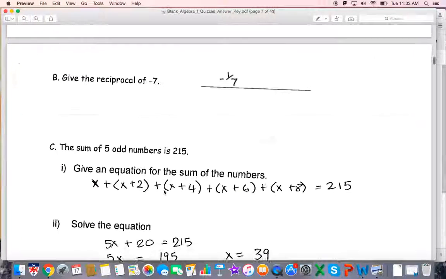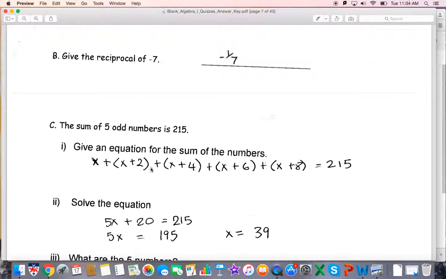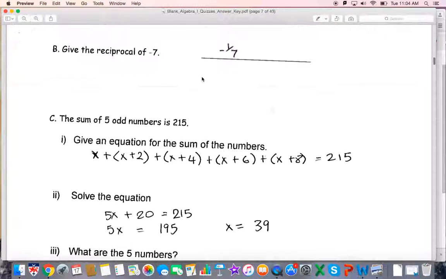All right, just to remind you and make sure you know, the reciprocal of a number is the number flipped. So right now this is negative 7 over 1. We don't see the over 1, but it is actually over 1. And so the reciprocal is that number flipped.